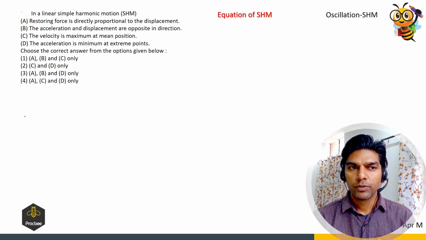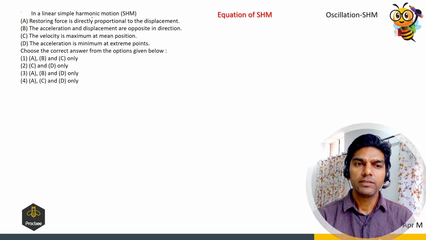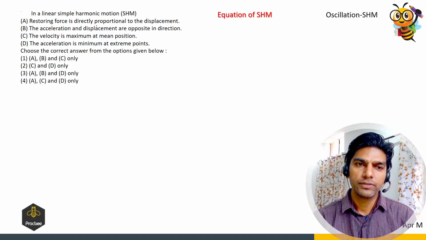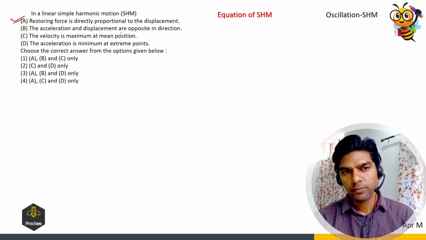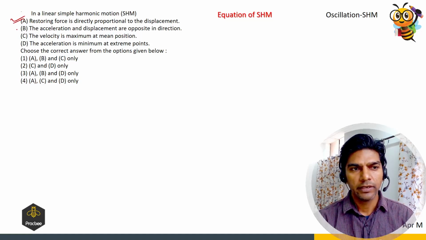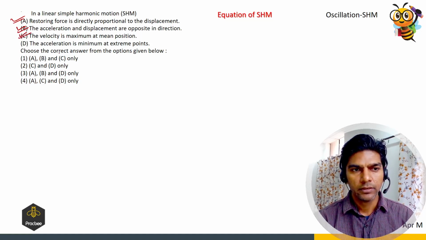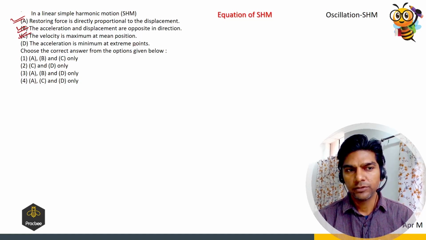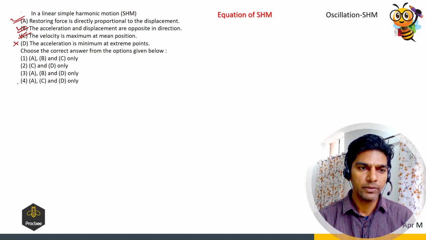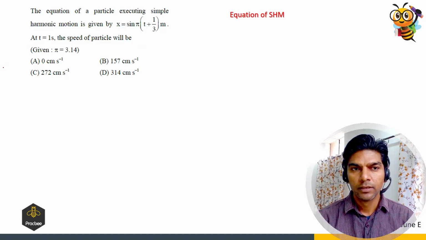Now let us see the next illustration. In a linear simple harmonic motion, the restoring force is directly proportional to the displacement. A is correct. The acceleration and the displacement are opposite in direction. That is also correct. The velocity is maximum at the mean position. It is also correct. The acceleration is minimum at the extreme position. That is wrong. Acceleration is maximum at the extreme position. So A, B, C should be the answer. Option 1 is the right answer.